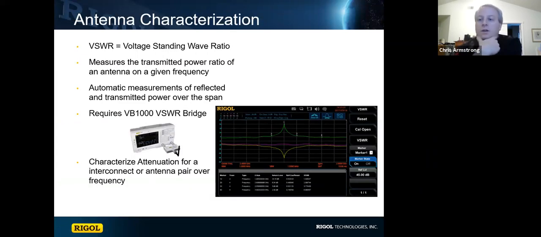All right, so moving on from the spectrum monitoring core application over to some other techniques that I think are really popular, just with debugging and setting up rigs and things like that. Obviously, one of the big ones is antenna characterization.